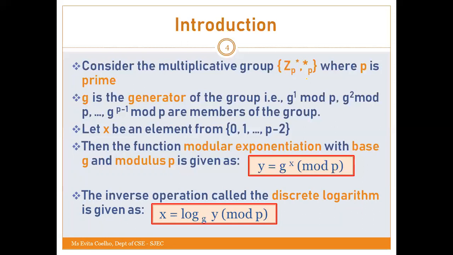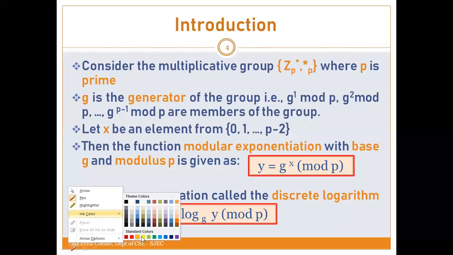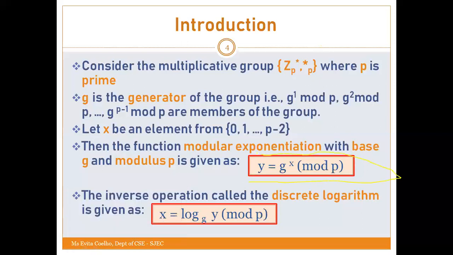Now let X be an element from the set 0 to P minus 2. Suppose P is a prime number which is 13. Then X can be any element ranging from 0 to 11. Then we can define the modular exponentiation function, as defined here: Y is equal to G raised to the power of X mod P. In this equation, we call G the generator, or the base. We call P the modulus, the modulo operator.